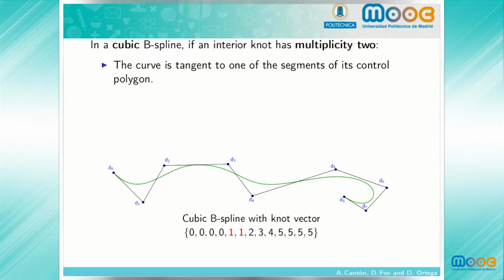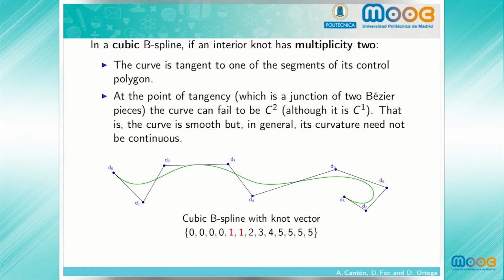In a cubic B-spline, if an interior knot has multiplicity 2, the curve is tangent to one of the segments of its control polygon. Here 1 is repeated twice, has multiplicity 2, and the curve is tangent to the segment D2, D3. At the point of tangency, which is a junction of 2 Bezier pieces, the curve can fail to be C2, although it is C1. That is, the curve is smooth, but in general, its curvature need not be continuous.